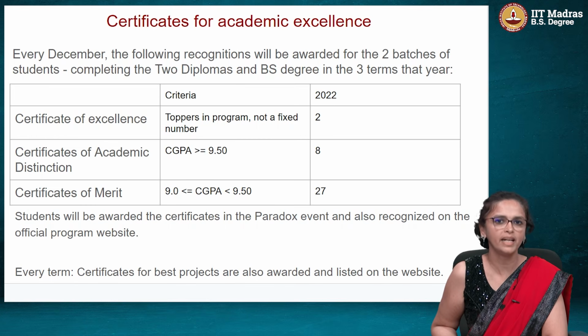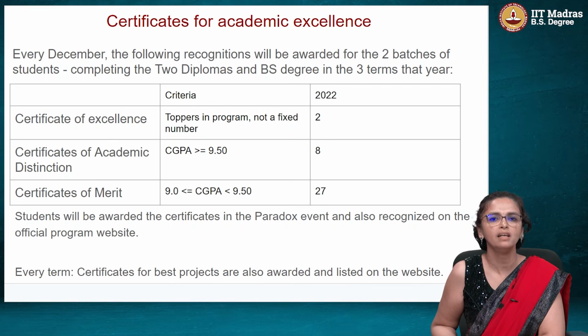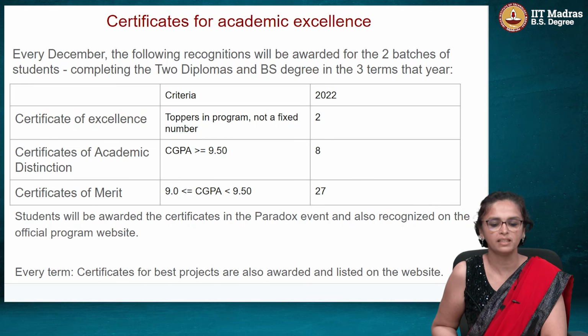At the end of 2 diplomas and at the end of the batch that is graduating with the BS degree, the certificate of excellence will be awarded to a certain set of toppers. So this is the first category of awards. The second category is certificates of academic distinction. All students who have a CGPA of more than 9.5 at the end of 2 diplomas or at the end of the BS degree will be awarded this certificate. Last year when we gave it out, there were 2 toppers in the certificate of excellence category, and 8 in the certificates of academic distinction category.